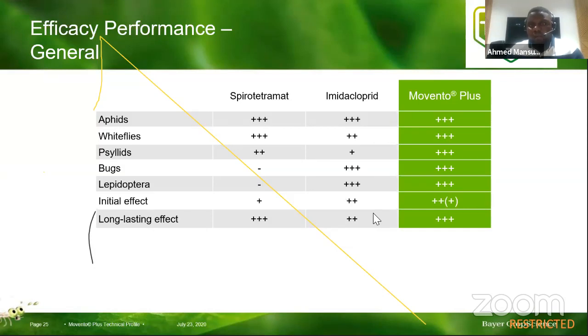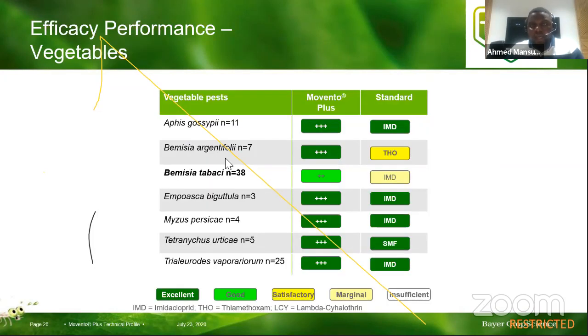I have something similar here, just to show you different insect pests and what kind of control you can expect. So in the table here, if you have excellent, it shows that it's very good against that pest. If it's in light green, it shows that it's good. If it is yellow, it means the performance is not very strong. And if it is white, that means it's insufficient. So this is the treatment we did across different products that can be used to control those pests.